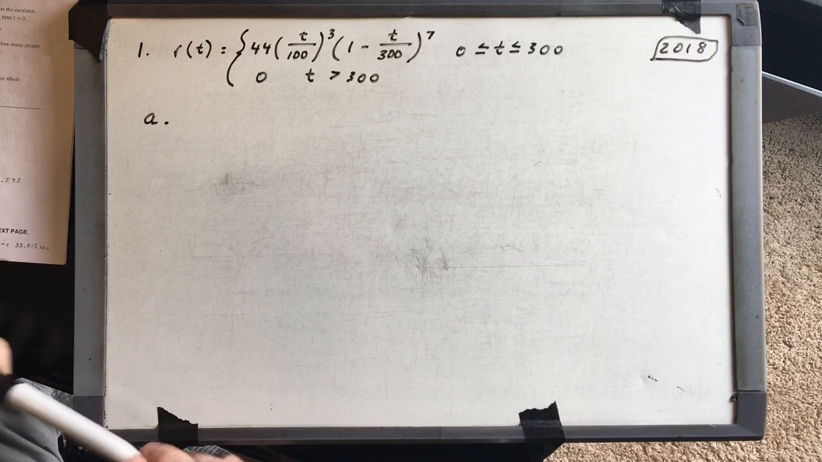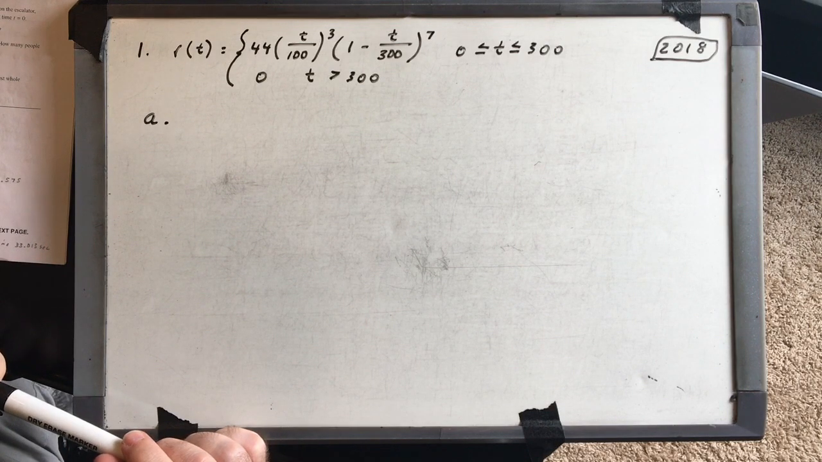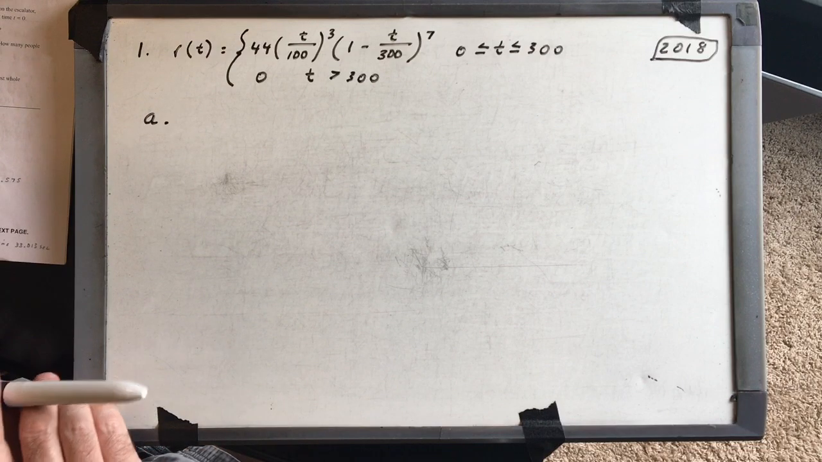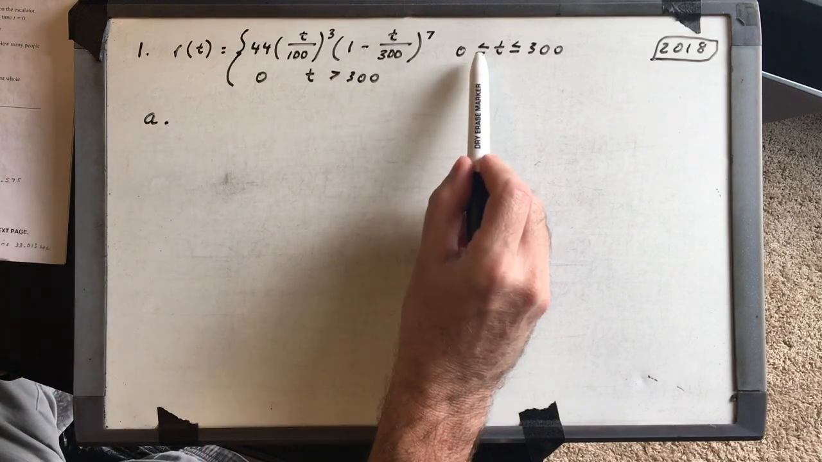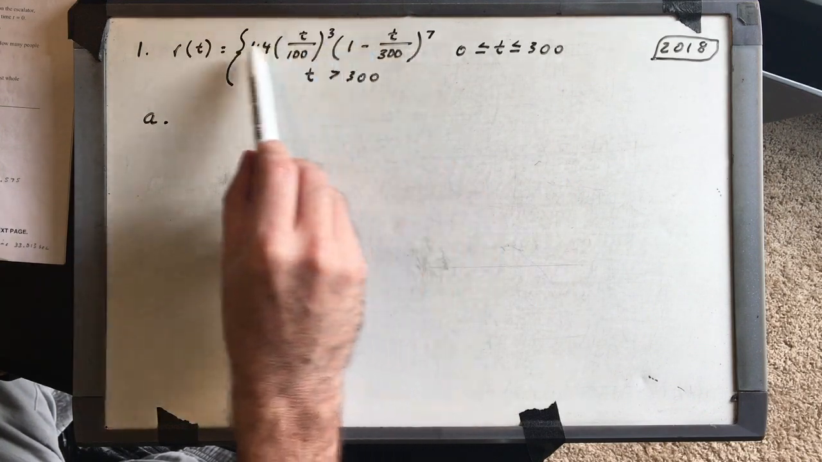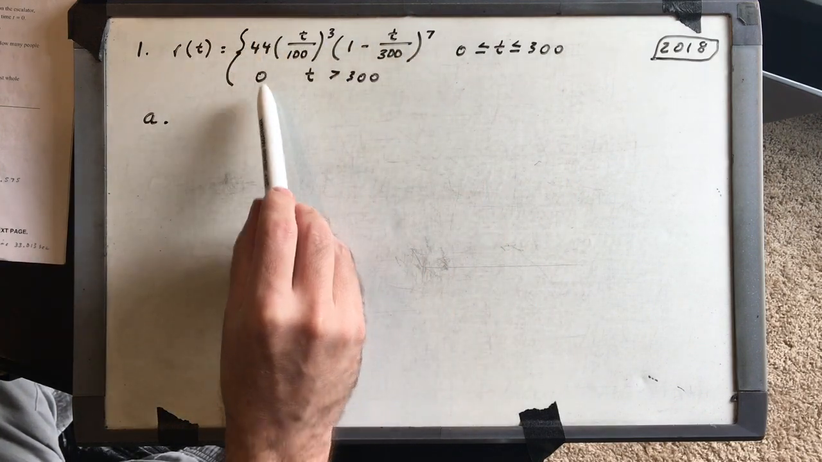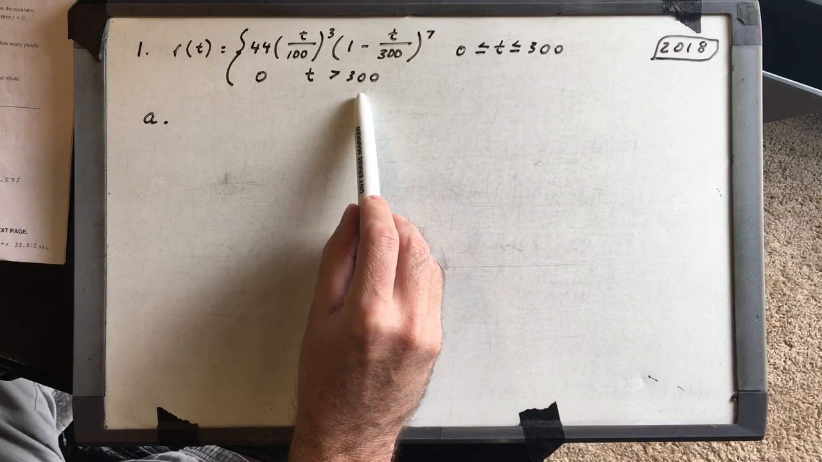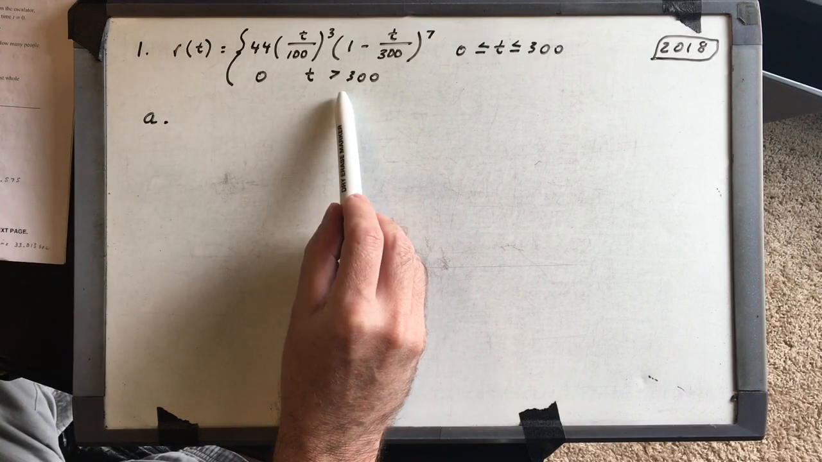So number 1 says people enter a line for an escalator at a rate modeled by the function r, and so between the times 0 and 300 seconds, it's this nasty equation. But no one gets in line after 300 seconds. So it's 0 after that.